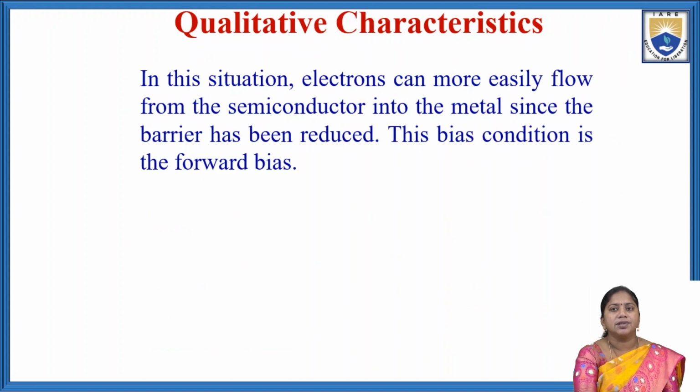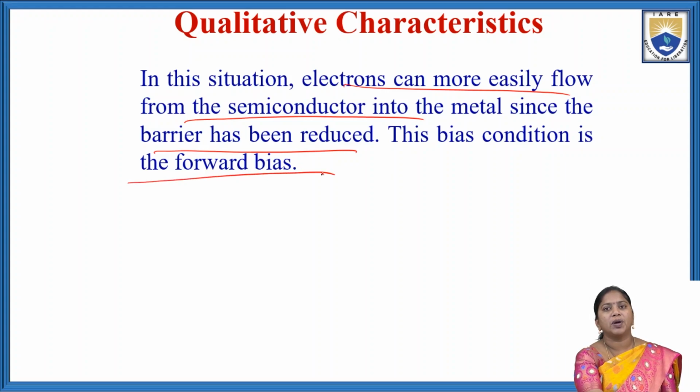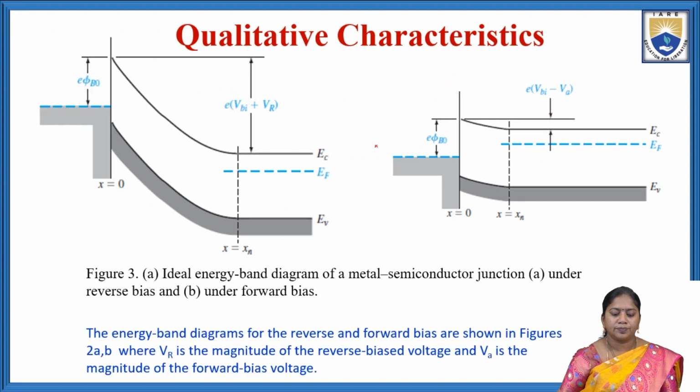In this situation, electrons can more easily flow from the semiconductor into the metal since the barrier has been reduced. This bias condition is the forward bias condition.